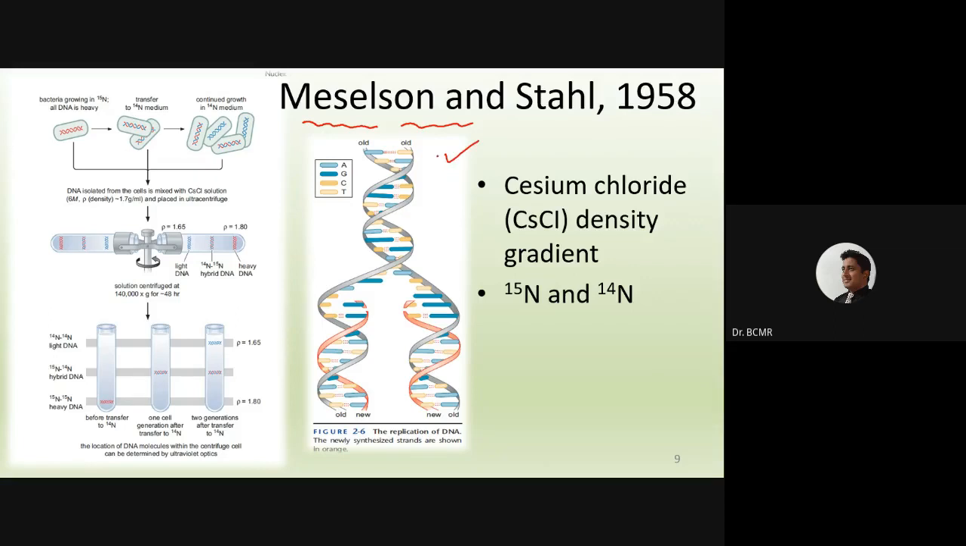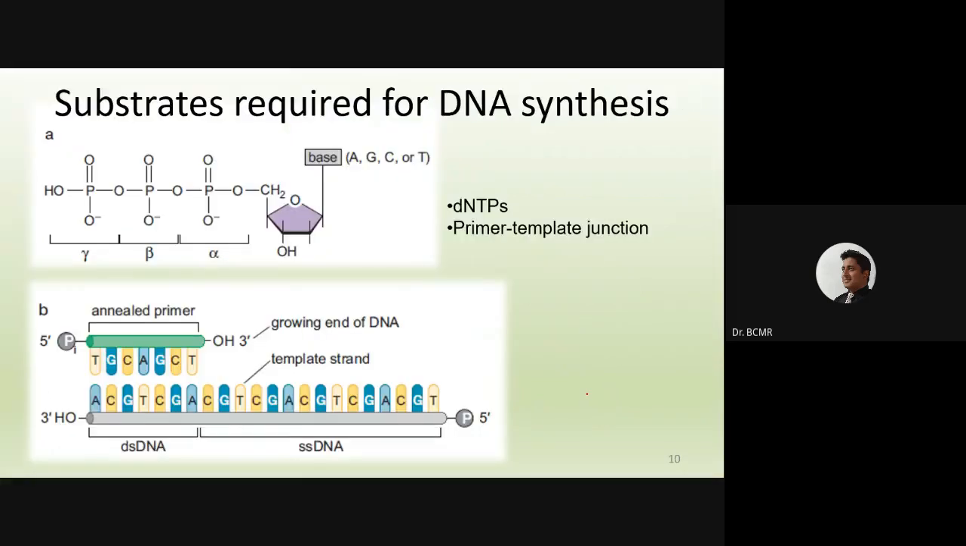I'm not going into the technical details of the experiment, but concept-wise, the parent double-stranded DNA molecule like this will denature and a new strand will be formed. Eventually, there will be formation of two identical double-stranded DNA molecules, and that is semi-conservative replication. For this to occur, we have discussed the substrates that are required. That is, they require dNTPs and a primer-template junction.